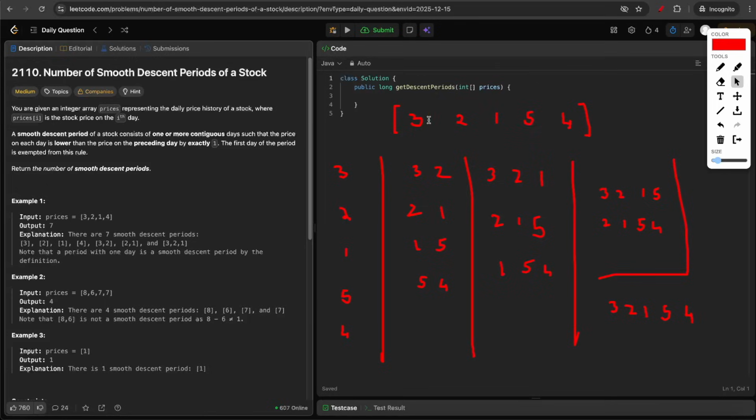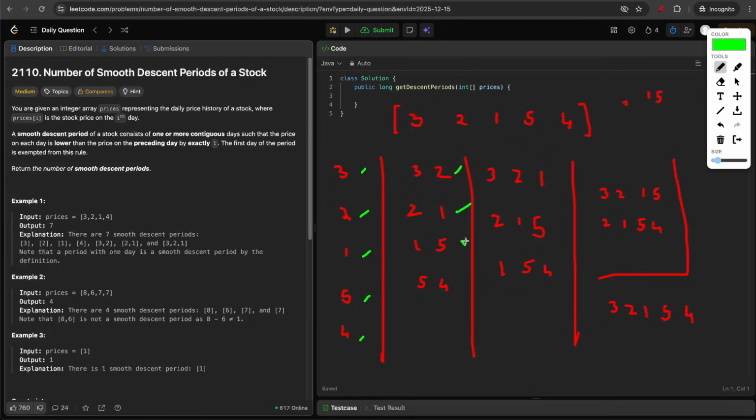So suppose we have this input of size 5. So for size 5, we will have a total of 5 into 6 by 2, which is 15 subarrays possible. So these are all the 15 subarrays possible. And out of these subarrays, we can individually find out which subarray is a smooth descent period. And if we count it, that will be our answer. So in this example, all the subarrays of size 1 will contribute to the answer. And here 3 and 2, it's smoothly decreasing. 2 and 1 is also smoothly decreasing.